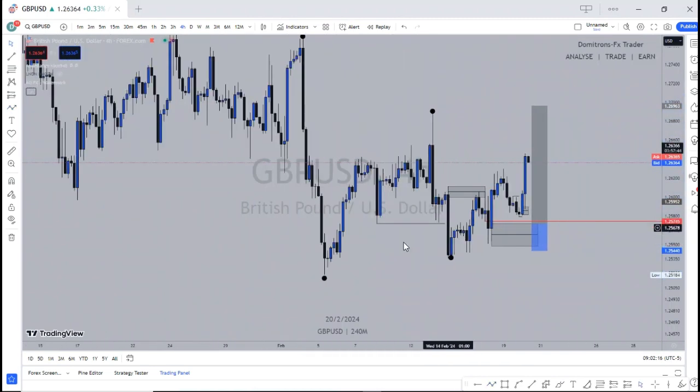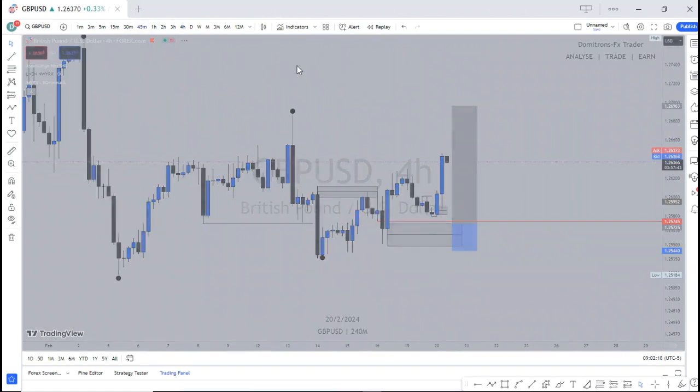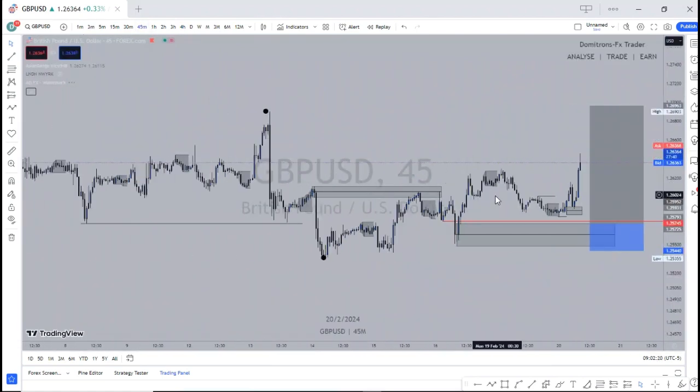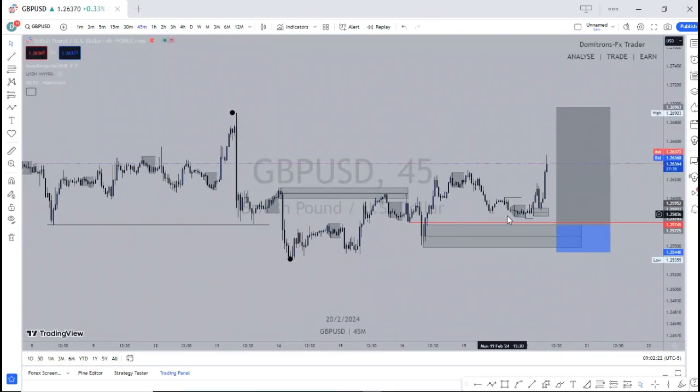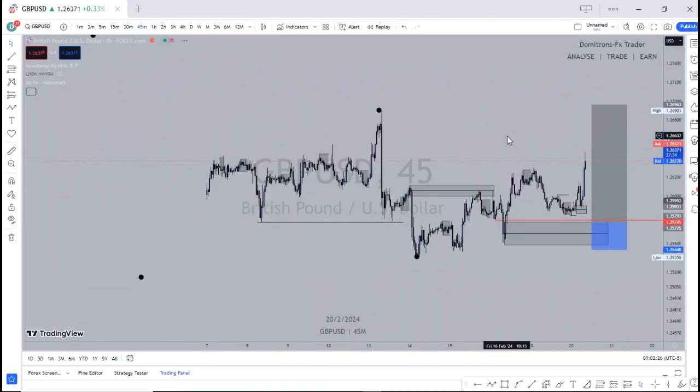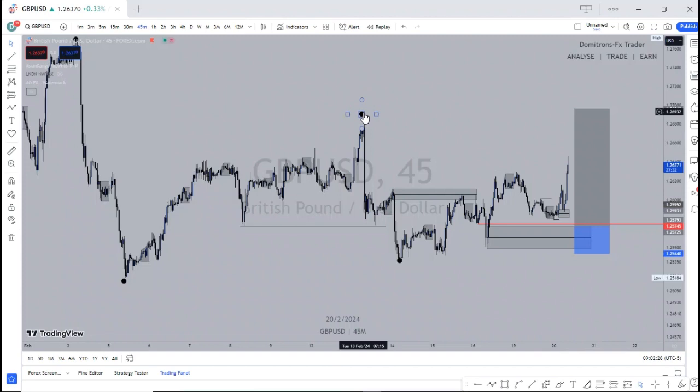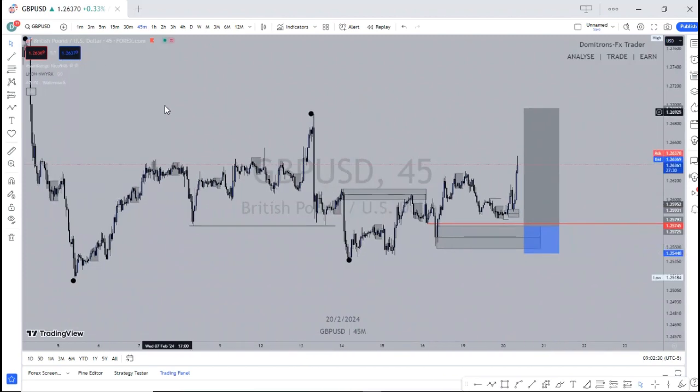And that is what we actually see right here. When you go down to the 45 minutes, you actually see right here we have Monday creating the low, and we don't see a structural shift on the Tuesday, and we're not trading higher. And I'm targeting these buy stops because we didn't have a structural break.